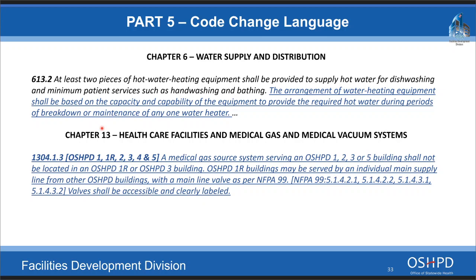Healthcare facilities, medical gas, and medical vacuum systems. Yeah, this is an interesting one. It's kind of tough to wordsmith, but it says here, a medical gas source system serving an OSHPD 1, 2, 3, or 5 building shall not be located in an OSHPD 1R or OSHPD 3 building. OSHPD 1R buildings may be served by an individual main supply line from other OSHPD buildings with a main valve as per NFPA 99. Valve should be accessible and clearly labeled.